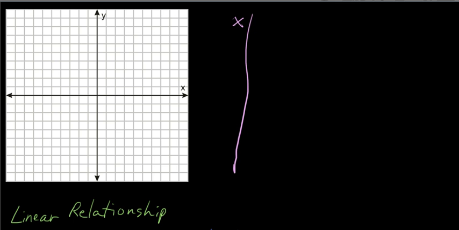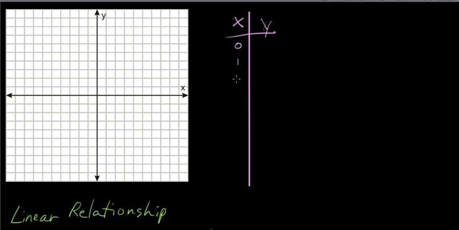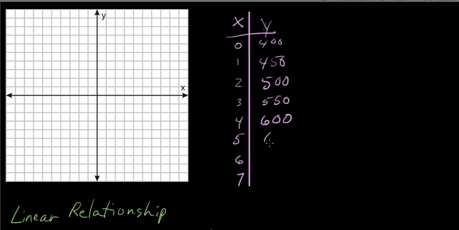Okay, let's try this again. X, and, oh yes, that's so much nicer, isn't it? X and y. So when x is 0, 1, 2, 3, 4, 5, 6, and 7, y is 400, 450, 500, 550, 600, 650, and 700.